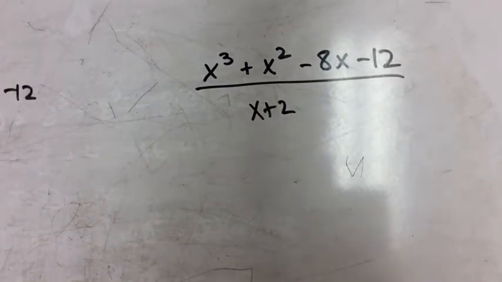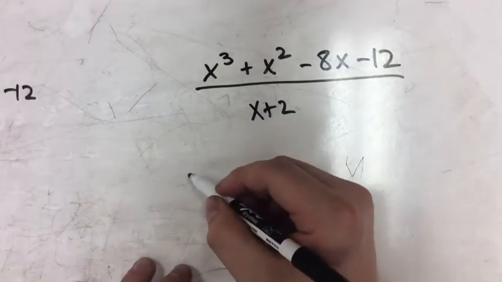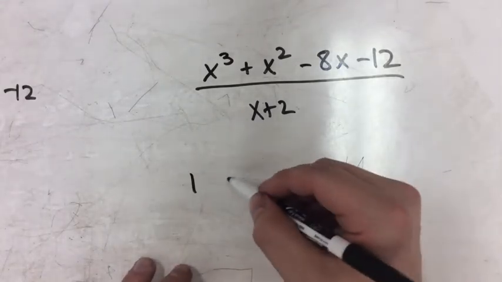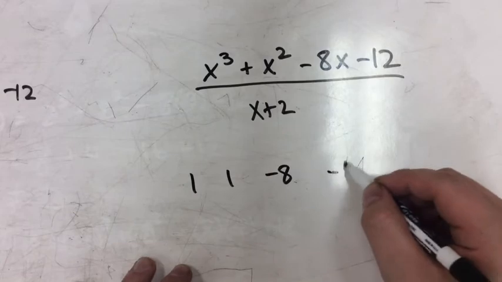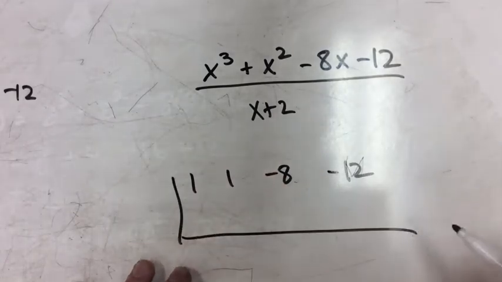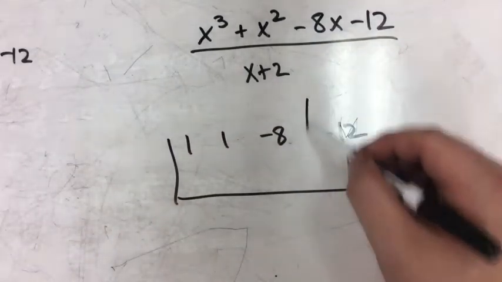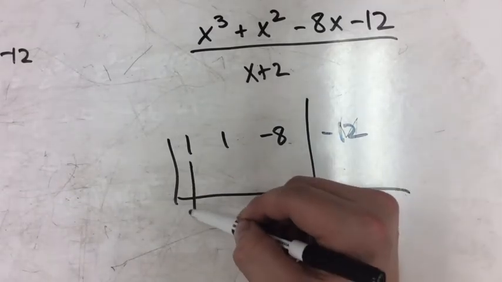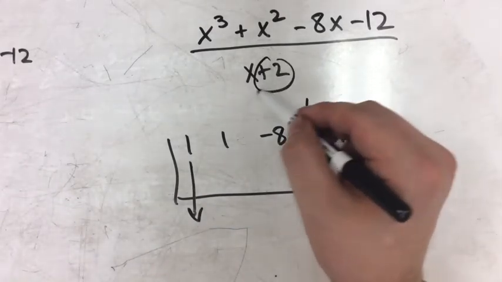You can use any division you guys want here. So I'm going to use synthetic because that's how I feel comfortable. So 1, 1, negative 8, negative 12. I do an underbox, and I do a line and arrow, and I take the opposite of this guy.